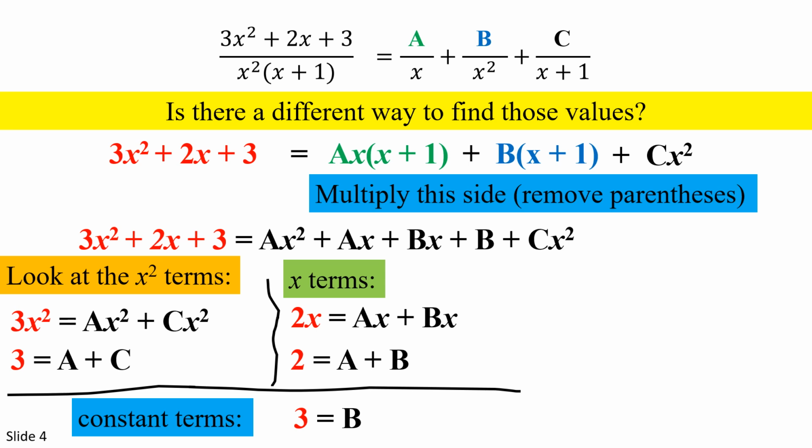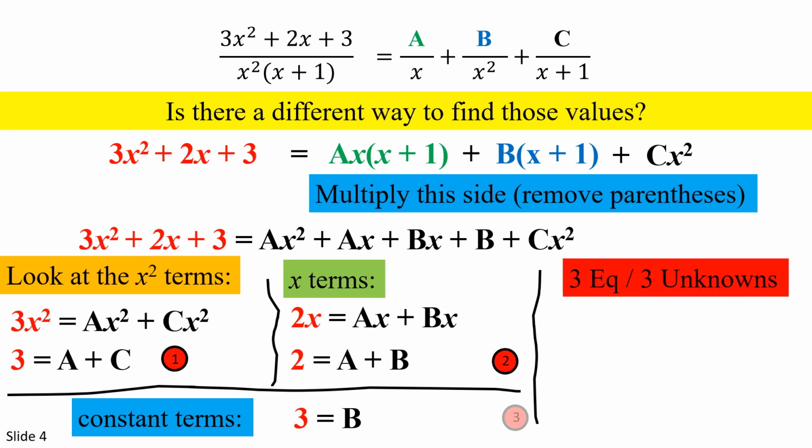And we could easily substitute back in, right? We could put the 3 in for the b in the x terms and get the a. Then we could plug the a into the x squared terms to get the c. But let's see if the matrices work as well.